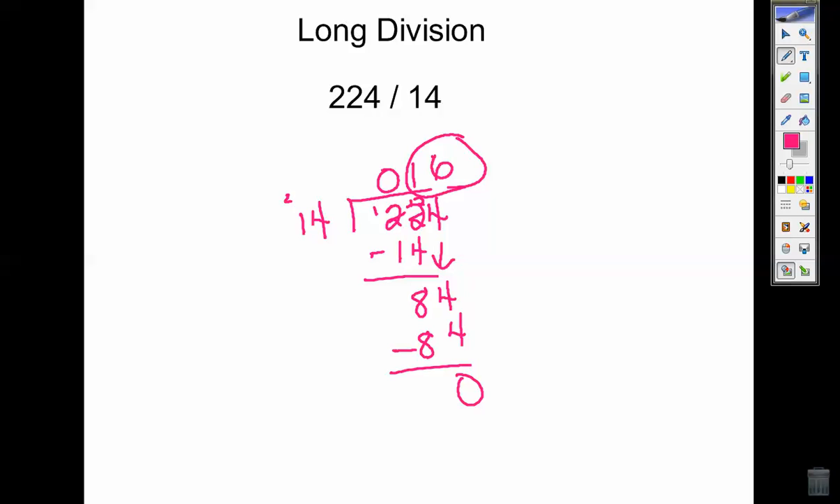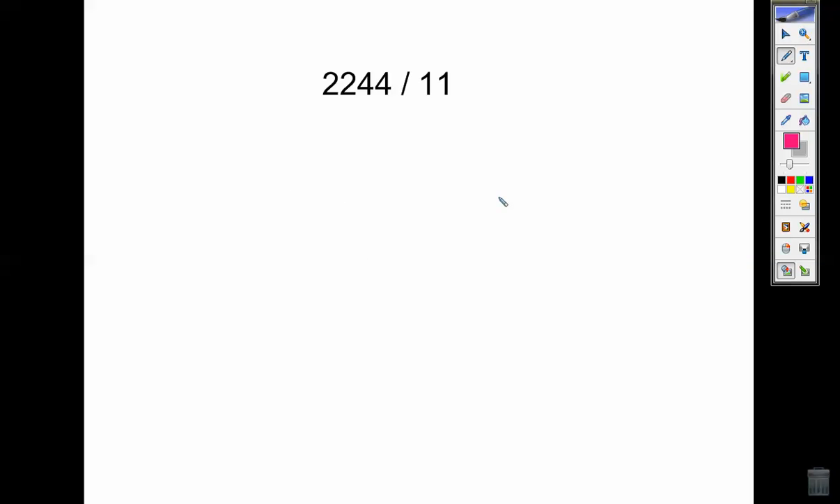Let's try one more. I'd like you to try this one on your own and see if you get the same answer that I do. So go ahead and write down the problem, and then hit pause and see if you can figure it out.